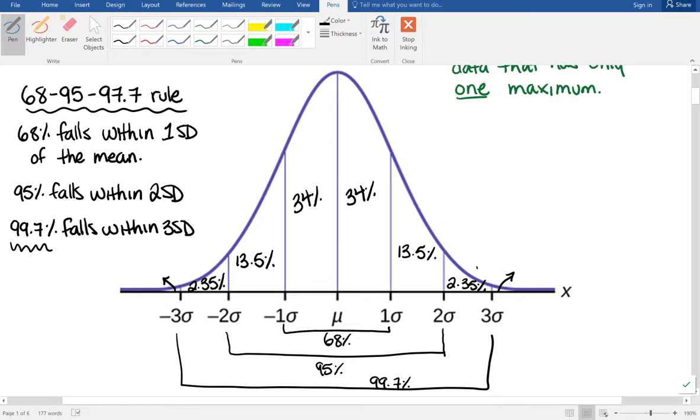This is what the 68, 95, 99.7% rule tells us, and this is how we can break up a bell curve or a normal distribution into a bunch of sections. The 68, 95, 99.7% rule allows us to break a bell curve or a normal distribution into a bunch of pieces. Let's take a look at an example.